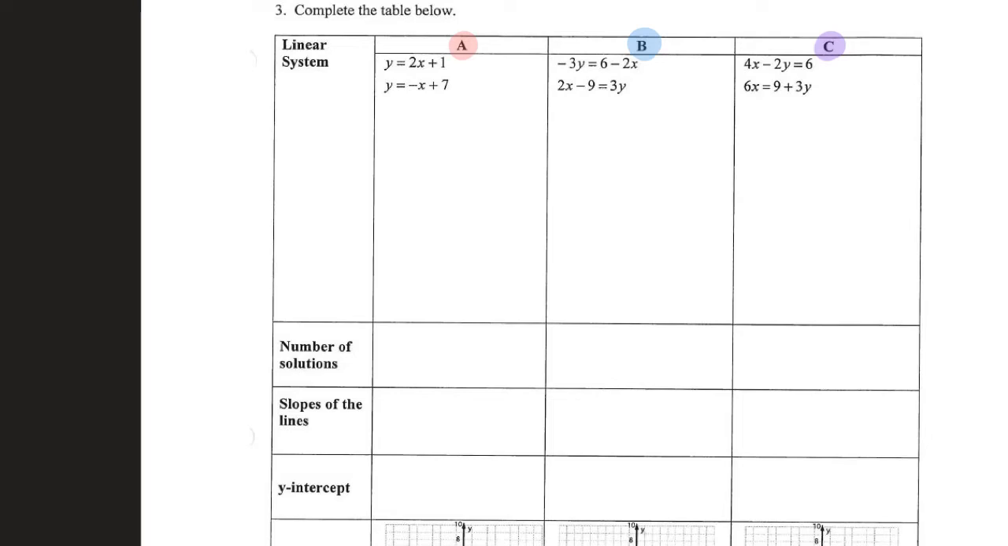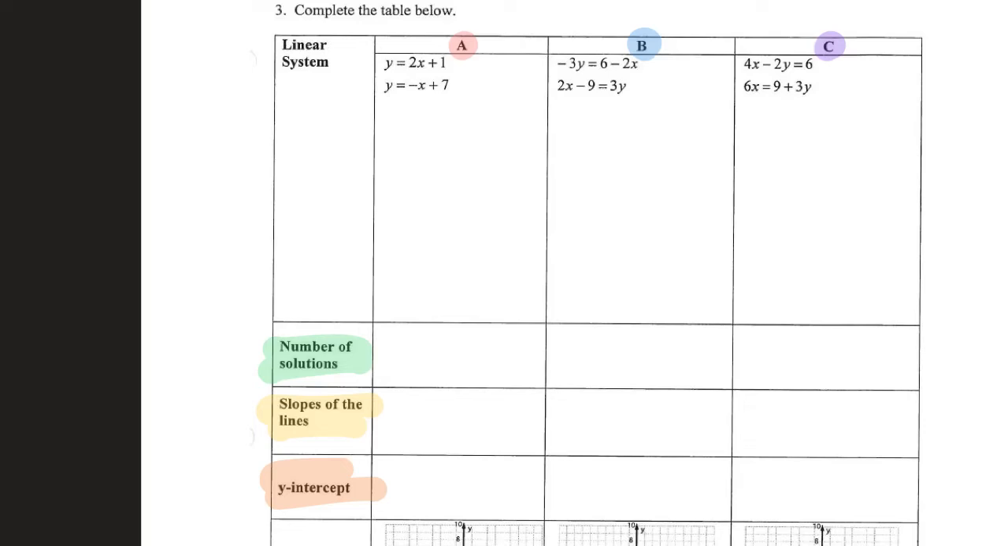For us to go through and fill in the chart, you need to be able to tell me the number of solutions that we have, the slopes of the lines, and the y-intercept of each line. At the bottom, we're going to graph the system. That part we don't need to do. Some of us are going to want to do it because it's going to give us a full picture, but I think we'll be okay.